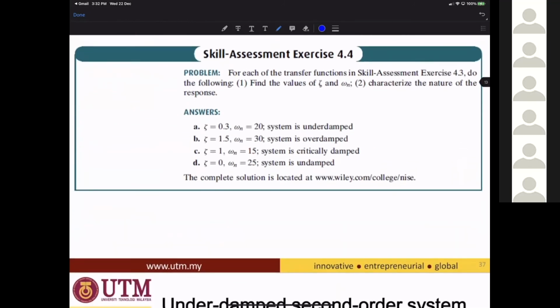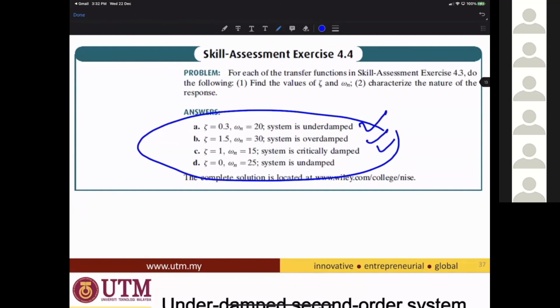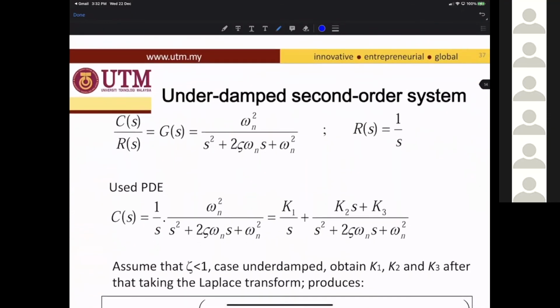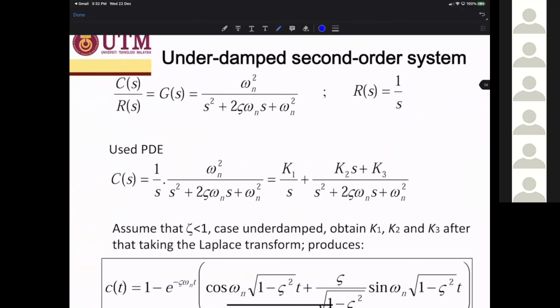Right, so itu dia, ini dia jawapannya. Under damped, over damped, critically damped, and undamped. Right, kita dah buat. So this is the derivation of the second order system where you have the standard second order. Can you remember this equation? Omega n square over s square plus 2 zeta omega n s plus omega n square.